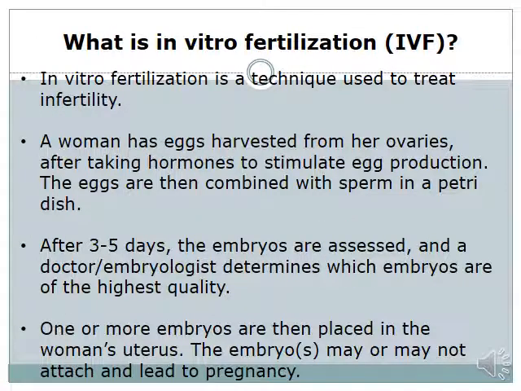In vitro fertilization is a process used to help individuals with fertility issues. Usually, women are given hormone injections to produce multiple eggs, which are then placed in a petri dish with sperm after they are harvested from the ovaries. After about 3 to 5 days, the embryos are assessed, and a doctor, an embryologist, determines which embryos are of the highest quality. Then one or more embryos are placed in the woman's uterus. The embryos may or may not attach and lead to pregnancy.